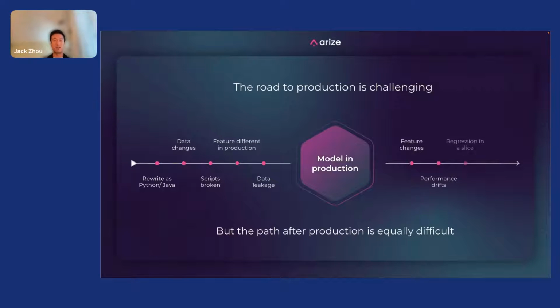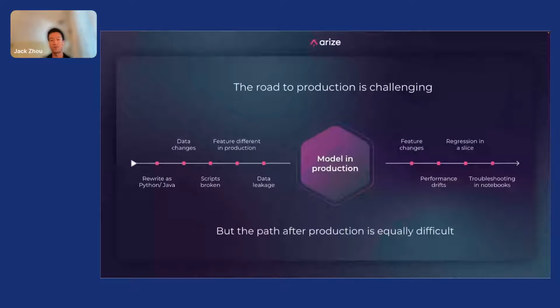But as we're probably aware, the road to production is pretty challenging. On the left, you can see in order to productionize a model, maybe you have to rewrite the model. You have to check that your production features are the same as your training features. You have to make sure that your ETLs are locked down. And then you get to the model in production. We wish that is the end of the road, but in fact, that's just the start of another set of processes and issues that can happen.